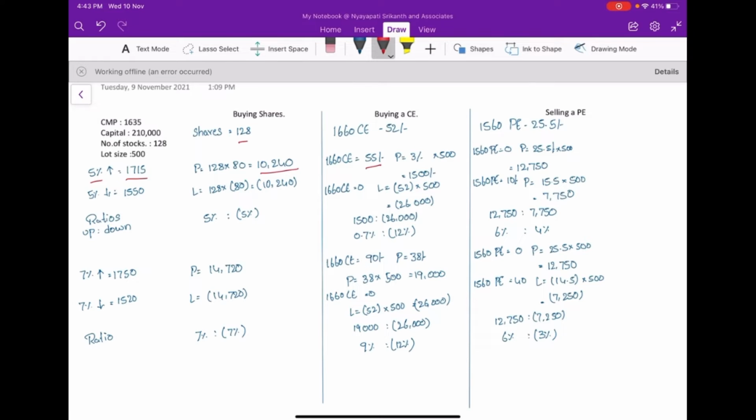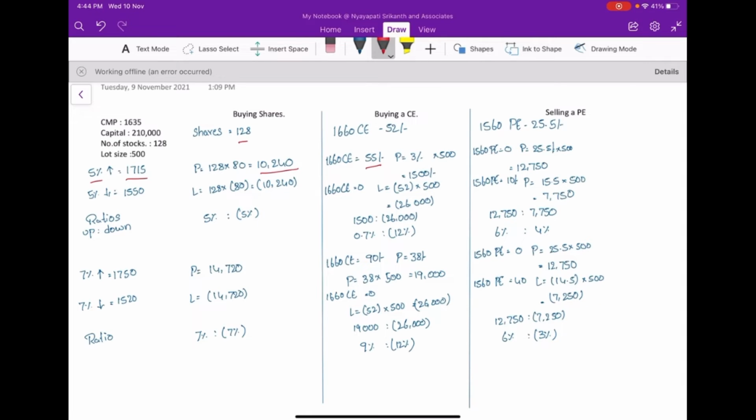Because you know the calculation, right? If you don't know how I have calculated this 55 rupees, please do let me know in the comments. I will prepare a separate video on how to calculate the value of a strike price, whether it is an in the money or out of the money strike price, and its value by the time of expiry. Please let me know in the comment.